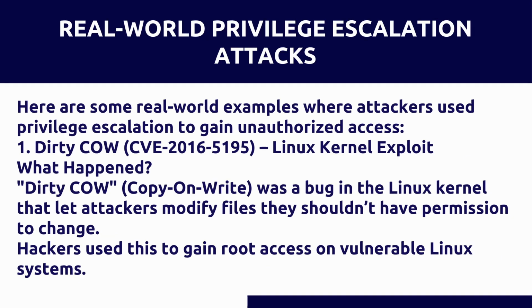Real world privilege escalation attacks. Here are some real world examples where attackers use privilege escalation to gain unauthorized access. We have Dirty Cow, which is CVE-2016-5195, a Linux kernel exploit. Dirty Cow was a bug in the Linux kernel that let attackers modify files they shouldn't have permissions to. Hackers use this to gain root access to vulnerable Linux systems.